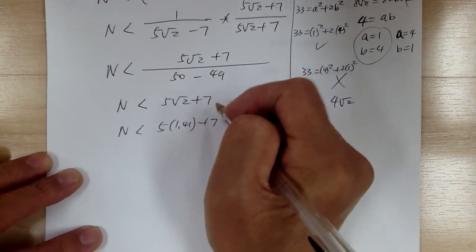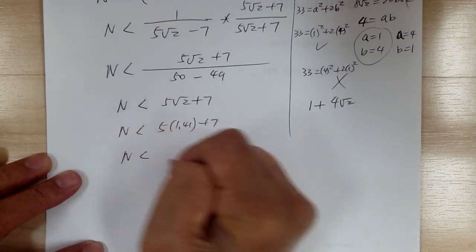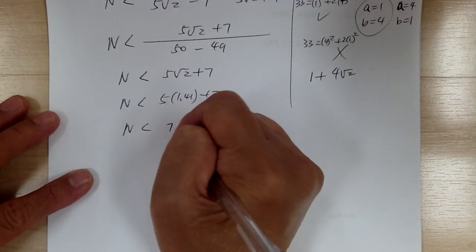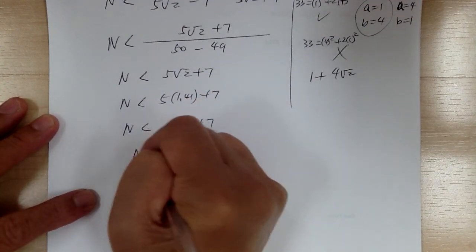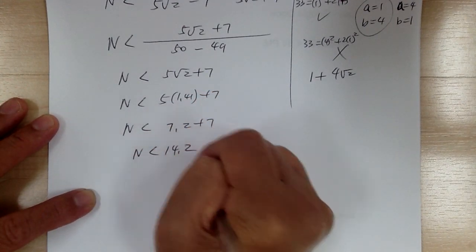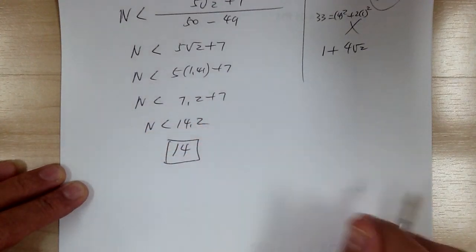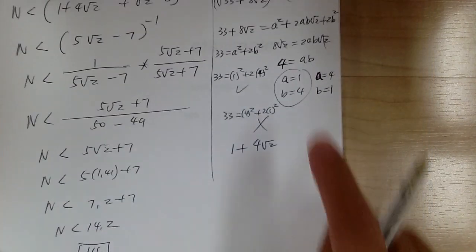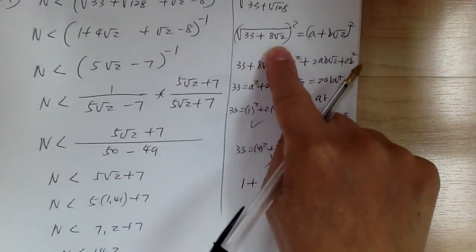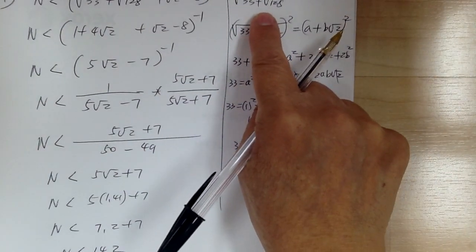Okay. So 5 square root of 2 is about 7.2, plus 7. So n had to be less than 14.2. So the largest n can be is 14. Okay, so again, here's a key part: learn how to simplify the complex radicals.